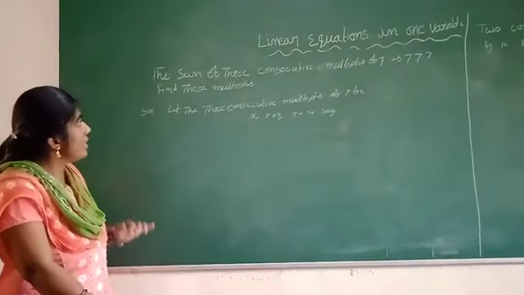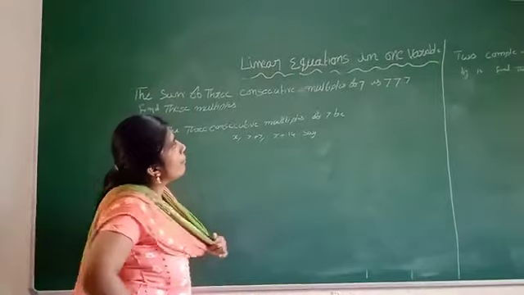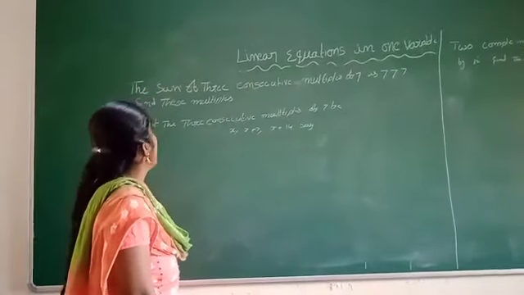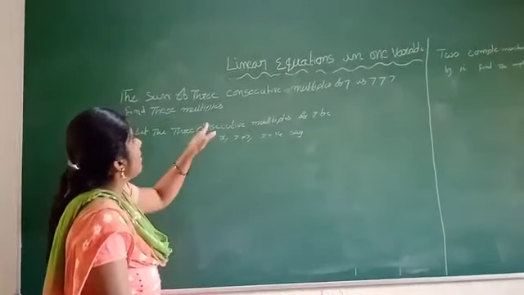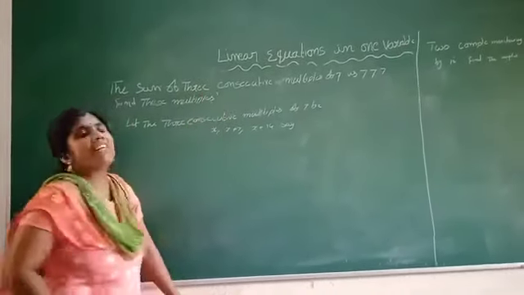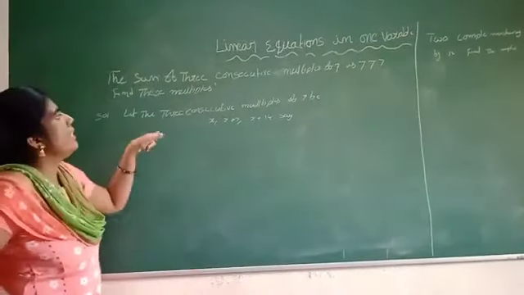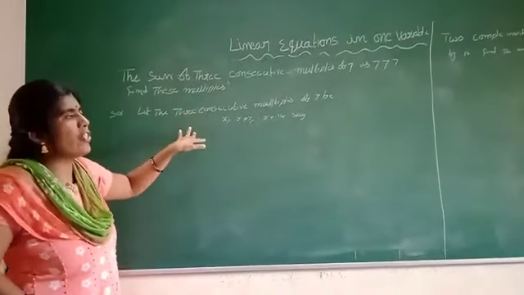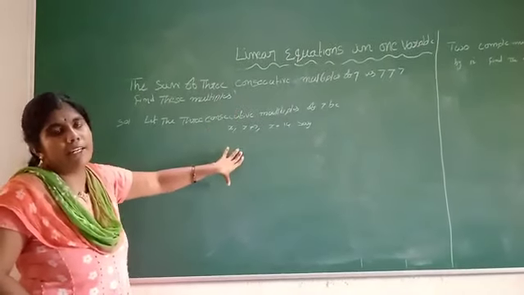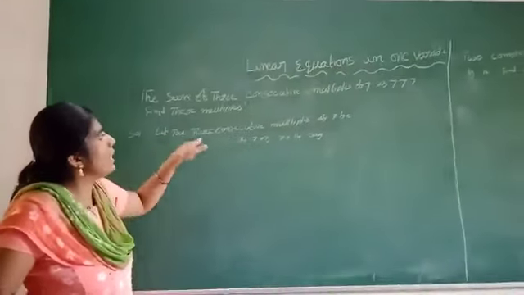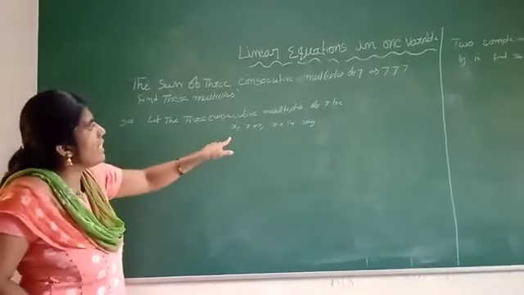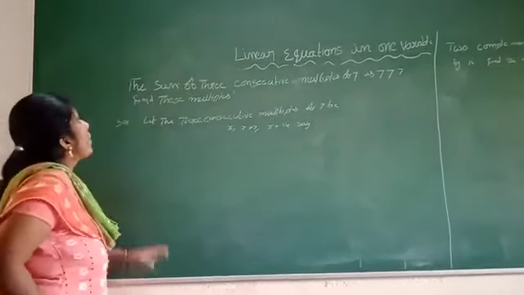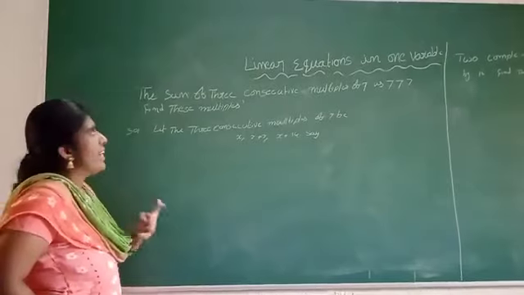Next problem, write down, children. The sum of three consecutive multiples of 7 is 777. Find the three multiples. To give a hint, let the three consecutive multiples be x, x plus 7, x plus 14. So what is to be found? Find the three multiples.